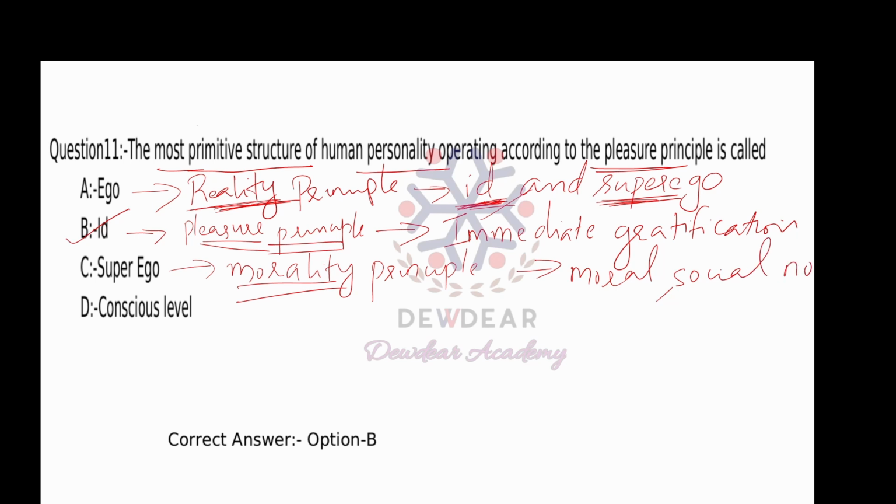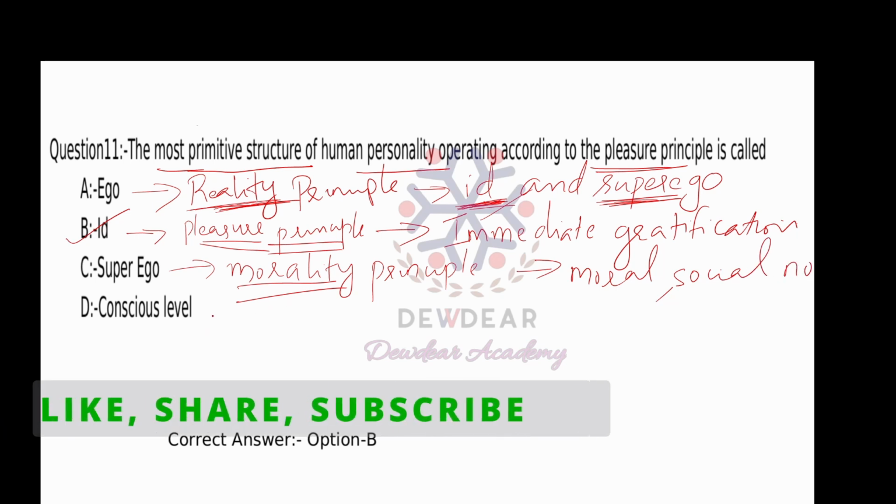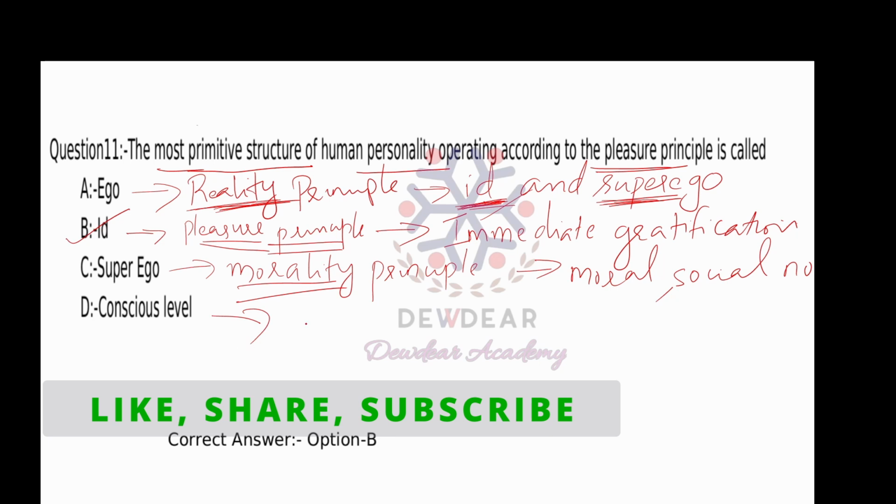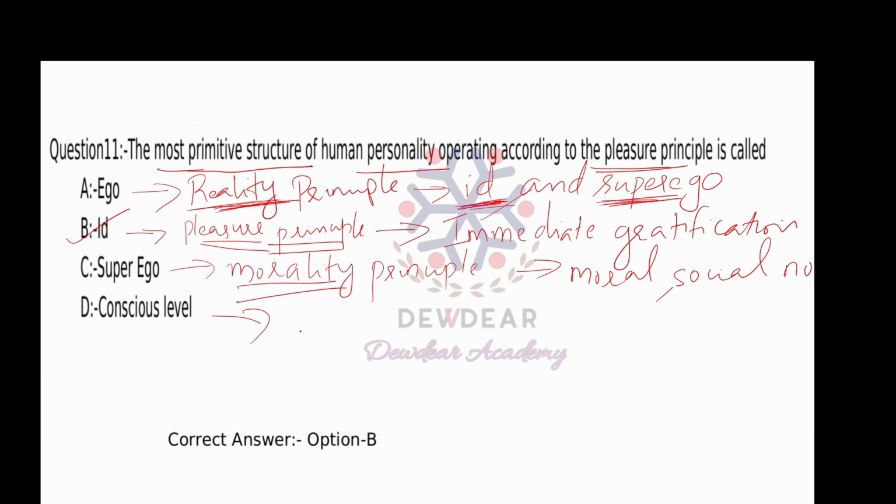Then we have the last option, the conscious level. The conscious level means the thoughts, feelings and perceptions that a person is aware of at any given time. So we cannot say it is a component of personality. The main components of the personality are id, ego and superego. The conscious level is not a component like id, ego and superego, but a state of awareness.